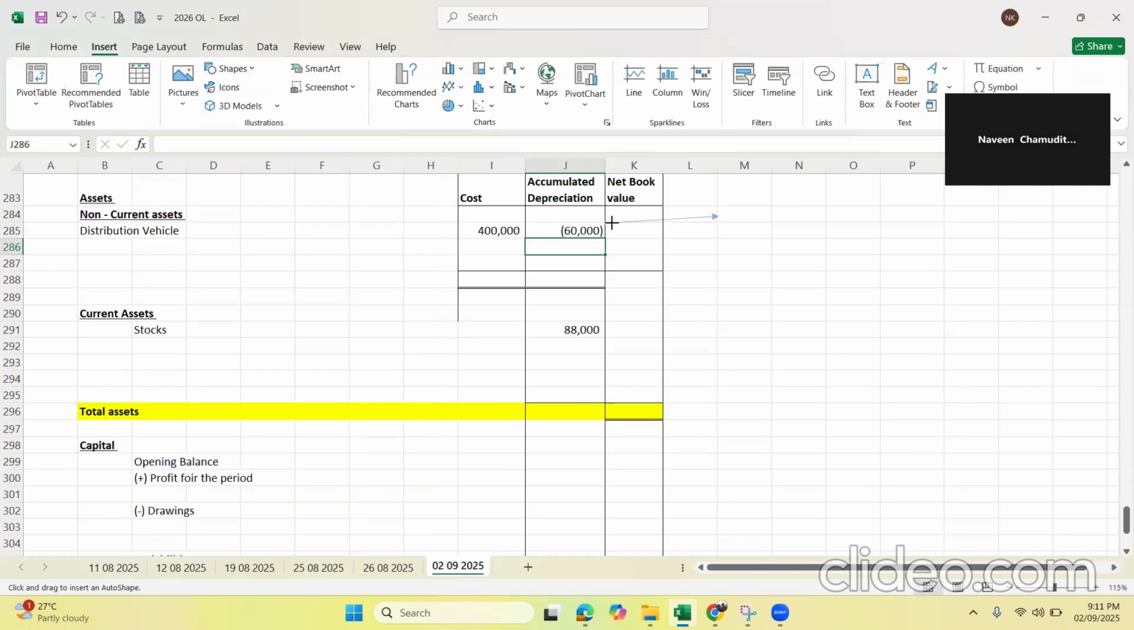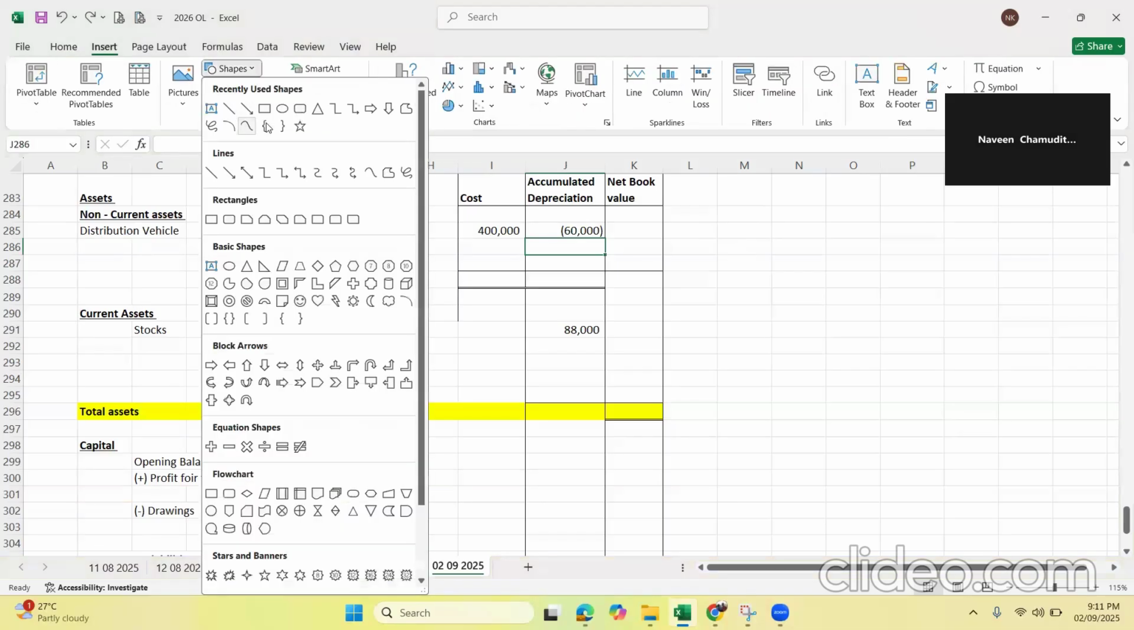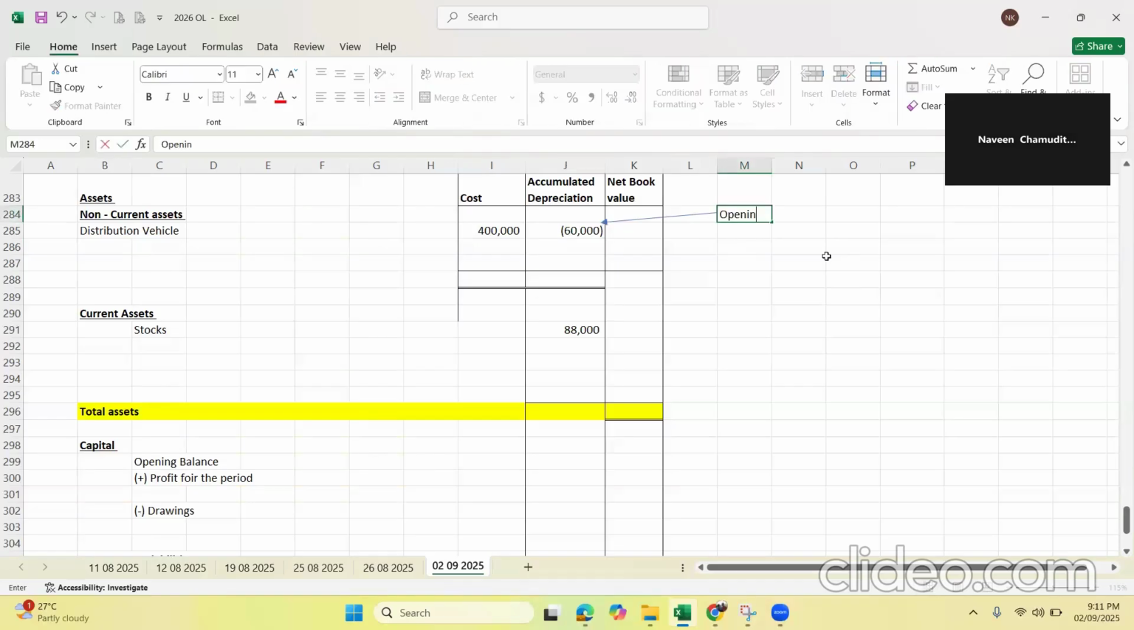So here the breakup is opening plus the charge for the year. Opening is 40,000. Charge for the year is 20,000. That is what we calculated. So accumulated depreciation is 60,000. The net book value is cost minus accumulated depreciation. How much? 340,000.